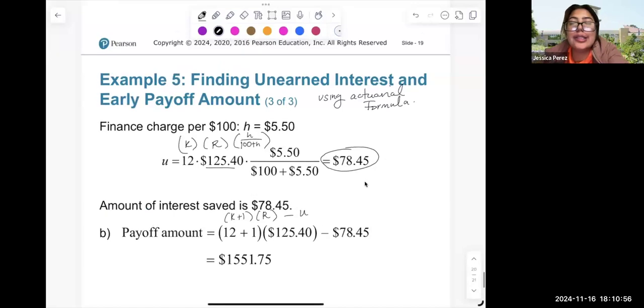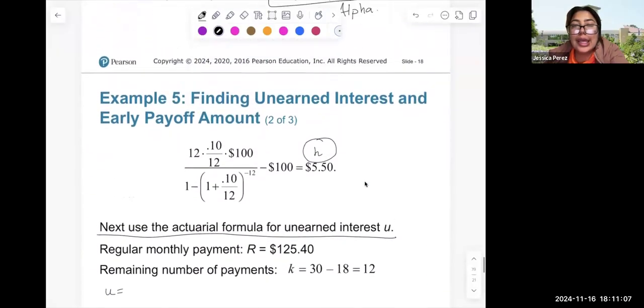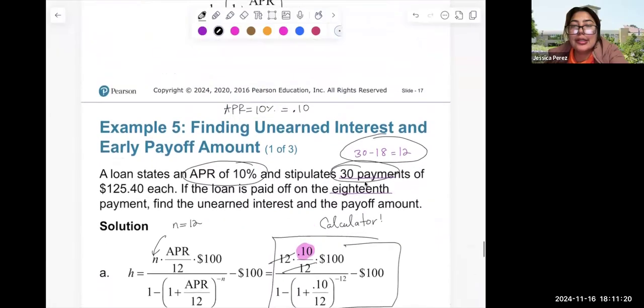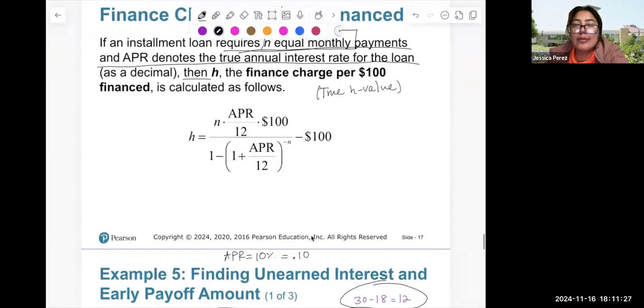So this section was a lot about formulas. For the actuarial method, we had to use the APR. However, when you already know what the APR is, and you already know it's going to be in equal repayments, then you're going to have to use this new formula for H, okay? Which stands for the finance charge per $100 financed, okay?